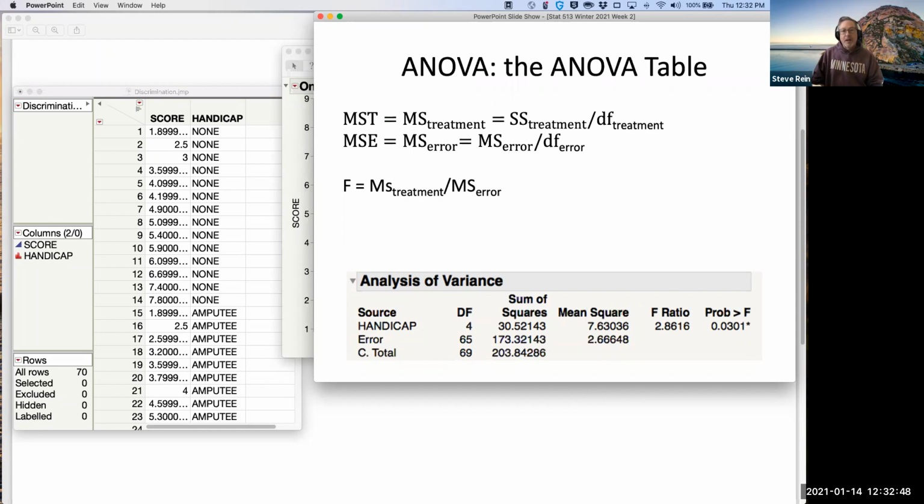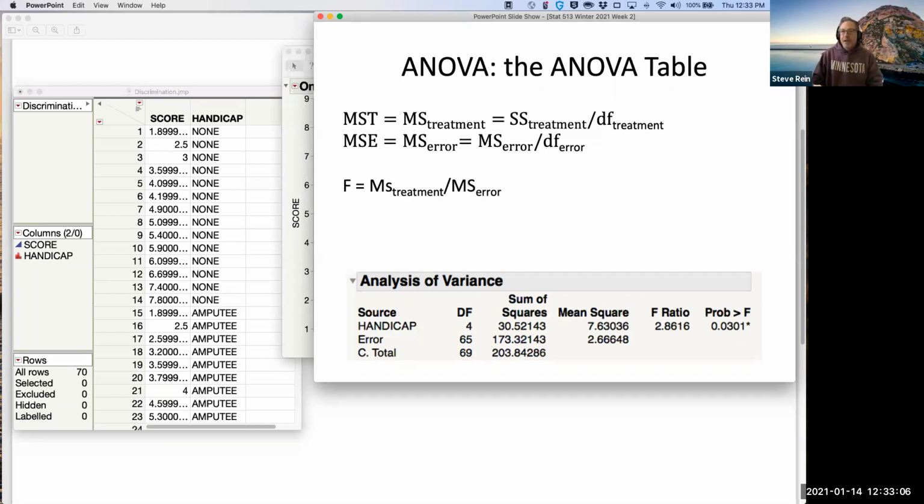If, on the other hand, the null hypothesis is false, as we talked about last time, sum of squares between the treatment groups will tend to be large. Thus, the mean square between the treatment groups will tend to be large. Thus, the F ratio will tend to be large. Was our F ratio here large?